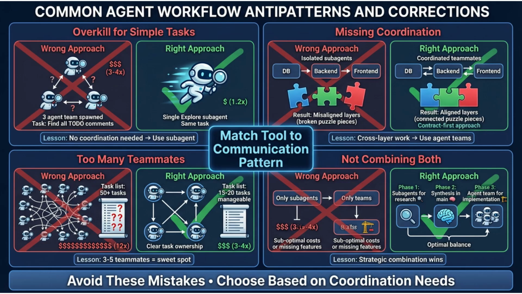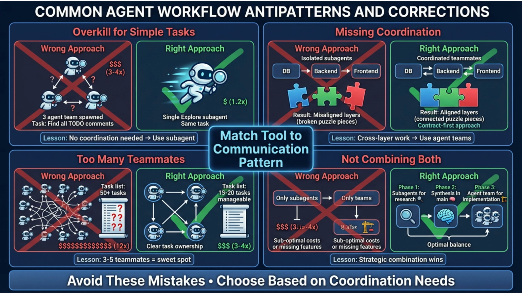The mistakes that waste the most tokens. Mistake 1. Using agent teams for simple research. Spawning 3 agents to find to-do comments? Massive overkill. No coordination needed. Use the Explore subagent. You get a clean summary at a fraction of the cost.